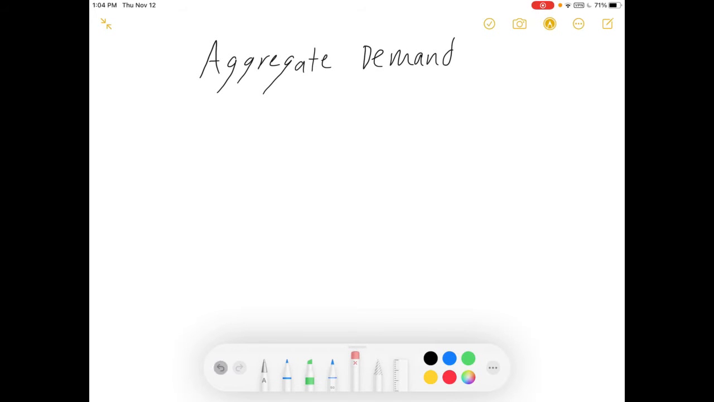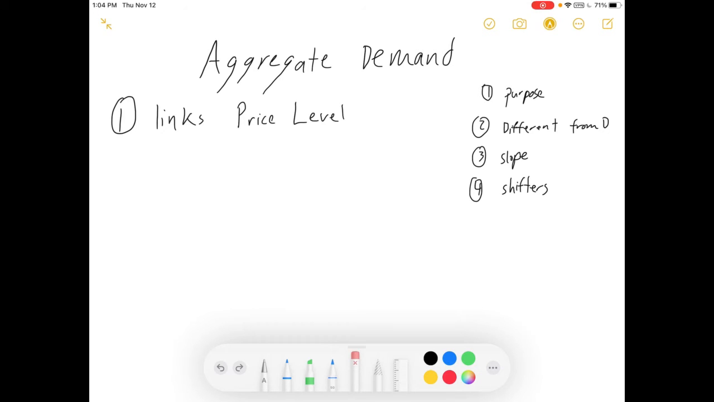In this video I'm going to try to do four things. I'm going to explain the purpose of aggregate demand and the relationship it models. I'm going to talk about how it's different from regular demand, its slope and why it's downward sloping, and the things that shift it.